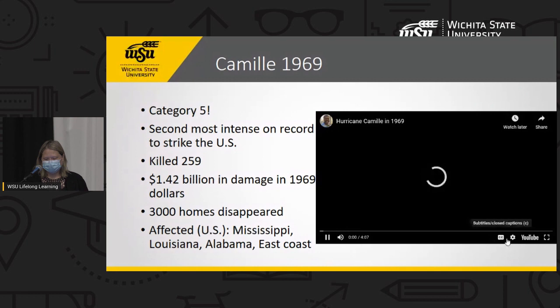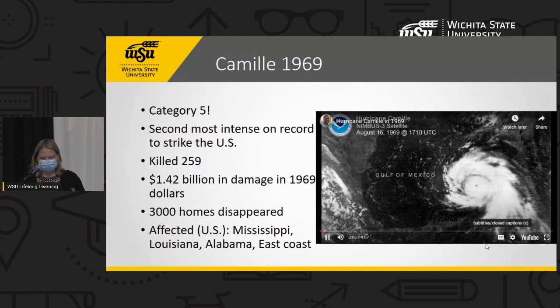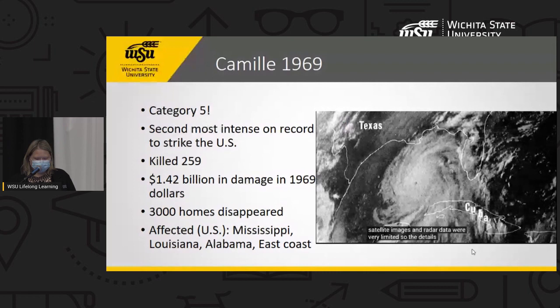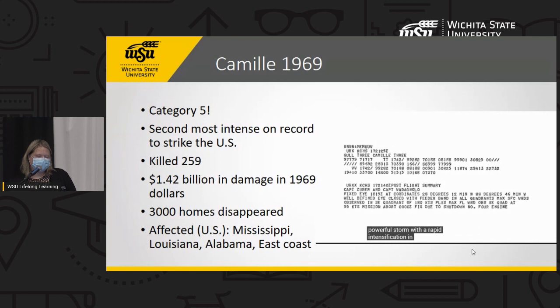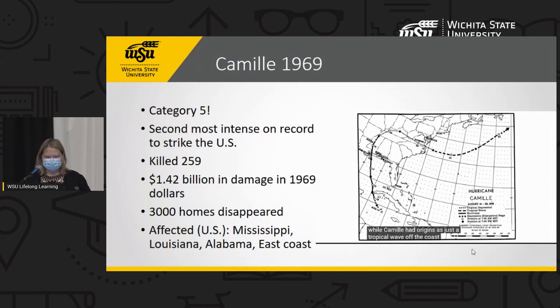Hurricane Camille was historic. In 1969, satellite images and radar data were very limited, so the details of Camille are not perfect. Air Force and Navy hurricane hunters at the time verified a powerful storm with a rapid intensification in the Gulf of Mexico. While Camille had origins as just a tropical wave off the coast of Africa, it did not develop until it reached the Western Caribbean.